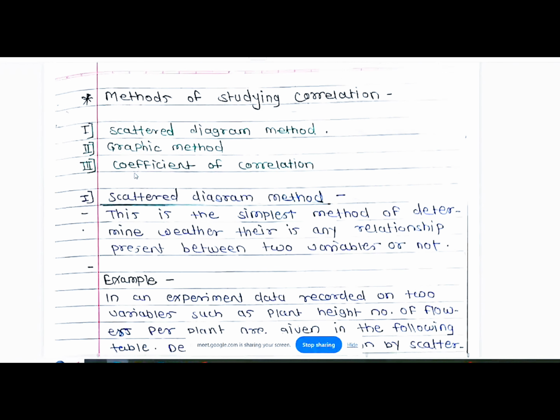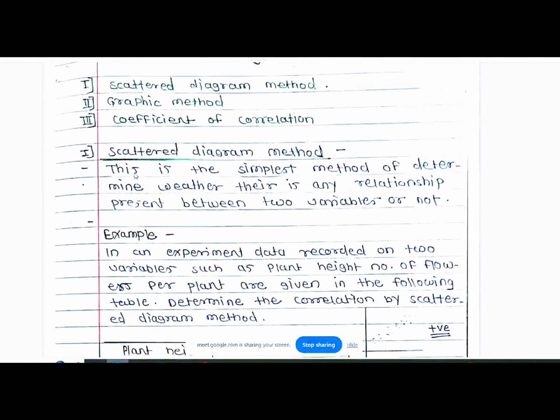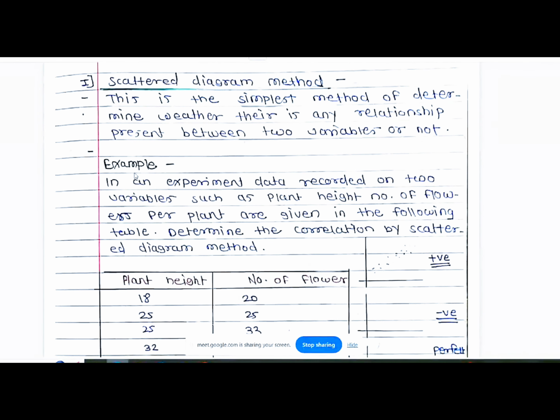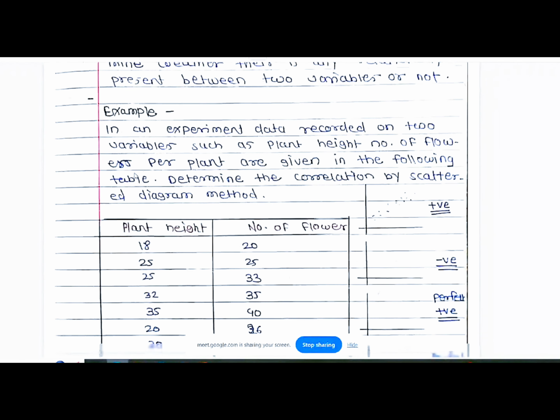So number one is the scatter diagram method. In this method, you simply put dots on the graph on the x and y axes, and depending upon the pattern of dots obtained, you conclude whether there is a relationship present between the two variables or not. It is the simplest method of finding the correlation between two variables, and you can use this for any kind of problem like this one.